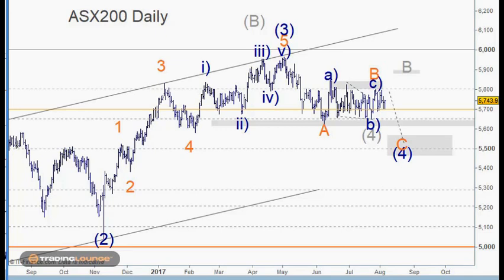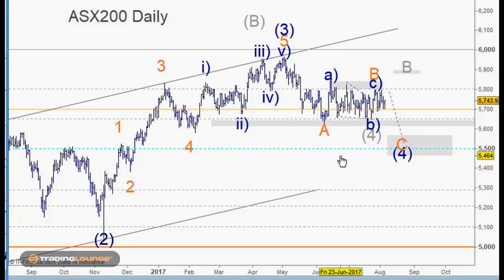Starting with the ASX 200 here, just on the bigger picture, we've been looking at the move from the high moving down, and the move down through here appears to be in 5 waves. So we were looking for a corrective wave here, and the corrective wave has obviously been a quite volatile sideways pattern.